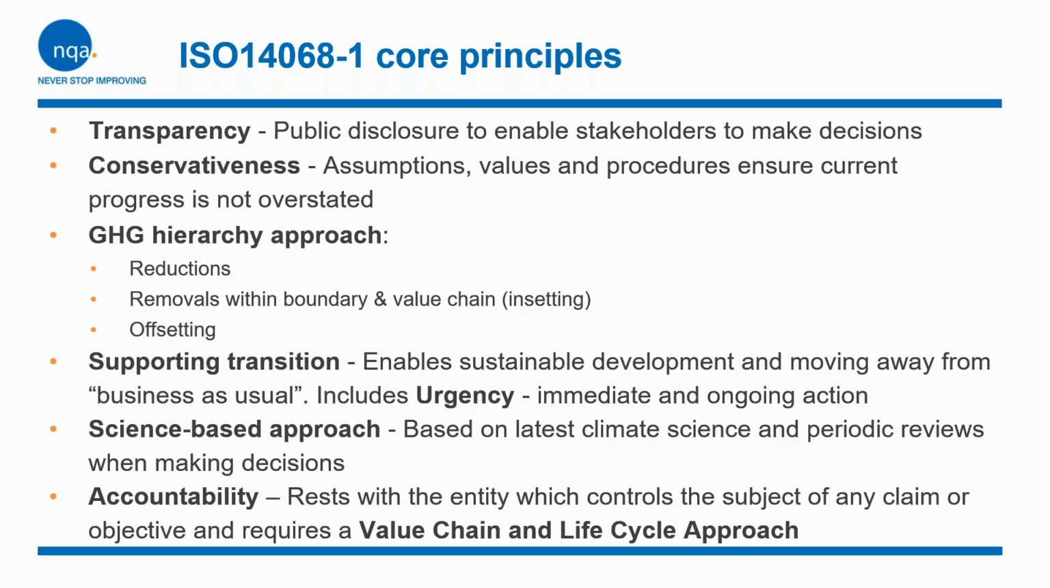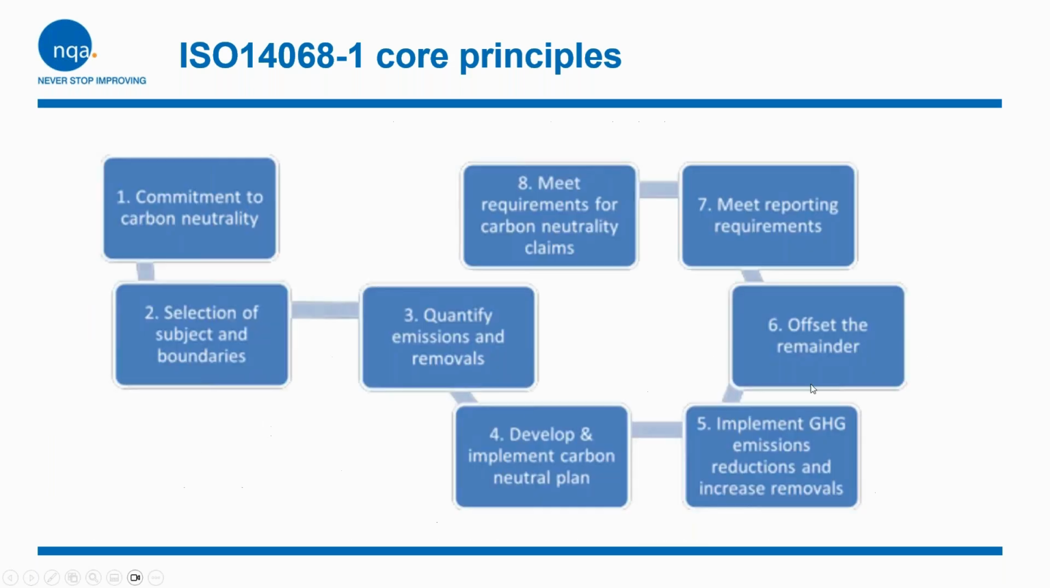So in other words, the business is accountable for its own declaration. There's been a little bit of debate about whether we have to fully include all scope 3 emissions if we're doing past 2060. Now this standard does state quite clearly that it requires a value chain and a life cycle approach. So that is, without shadow of a doubt, covering all scope 3 emissions. And that is really how 14068-1 fits together.